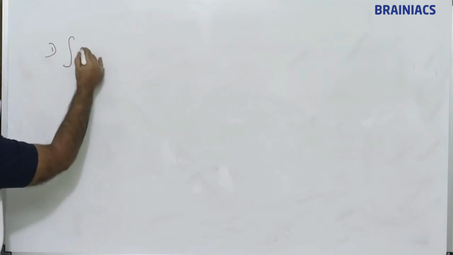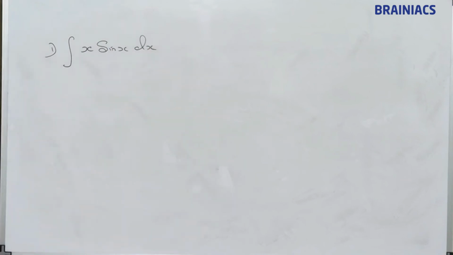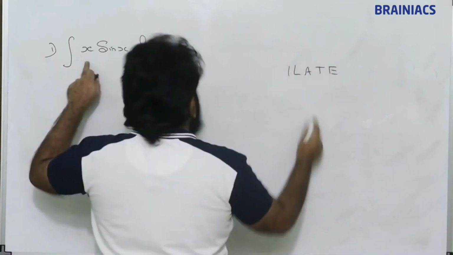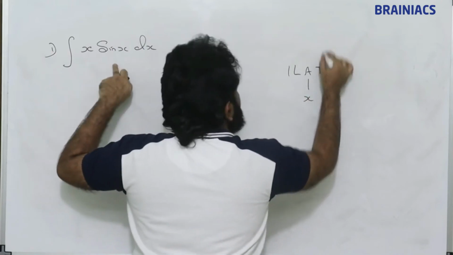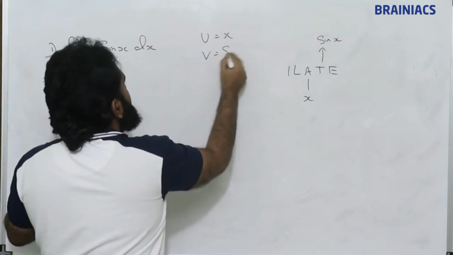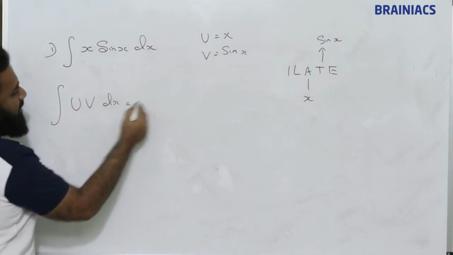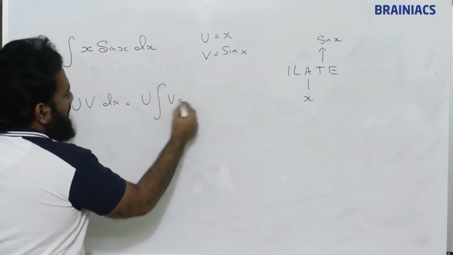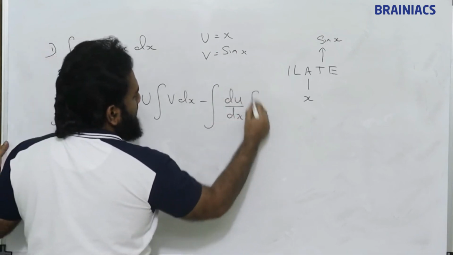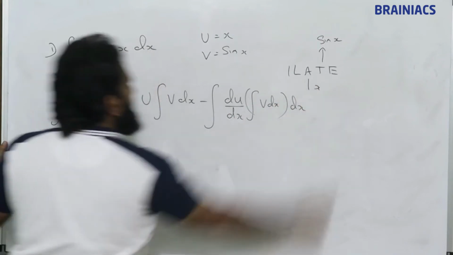So the function is integral of x sin x dx. By ILATE, x is algebra and sin x is trigonometry, so here u is x and v is sin x. So what is the formula? Integral of uv dx is u times integral of v dx, minus full integral of du by dx times integral of v dx, into dx. This is the formula.